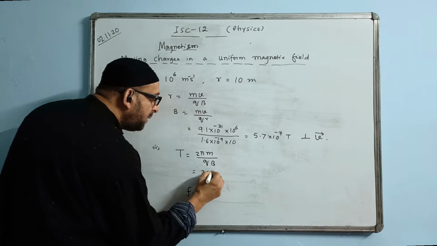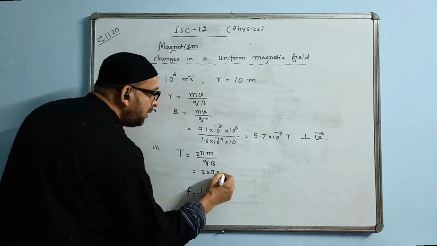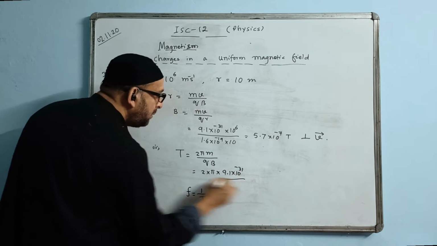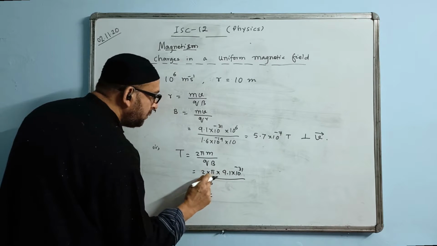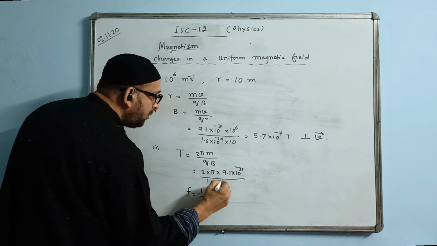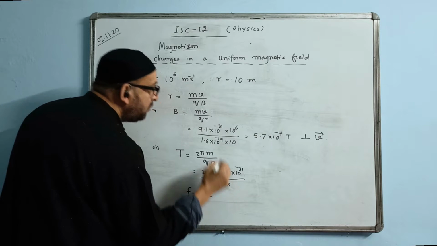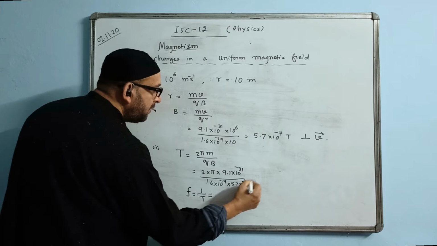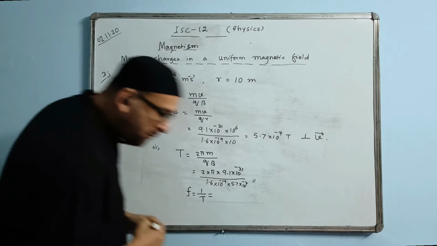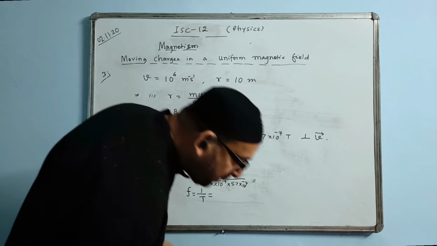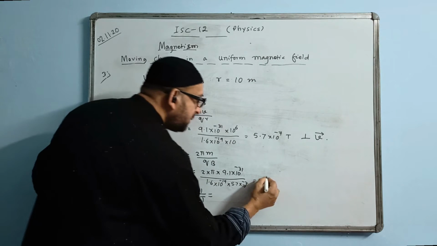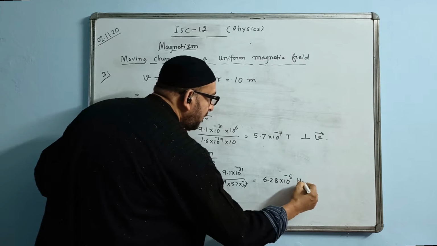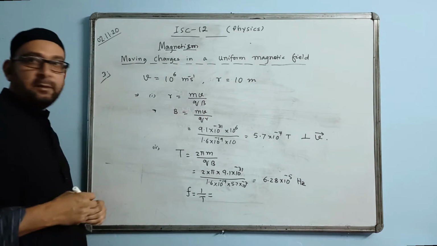You can put the values here. 2 pi, keep as it is from the calculator. m value is 9.1 into 10 to the minus 31. q value is 1.6 into 10 to the power of minus 19, and B value we calculated just now, 5.7 into 10 to the minus 7. Calculate, the answer will be 6.28 into 10 to the minus 5. The unit will be seconds.